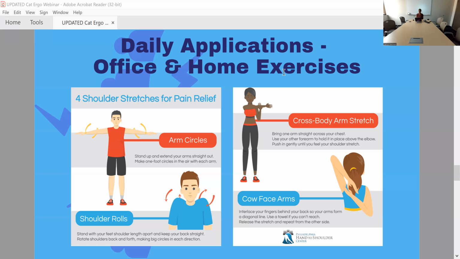Okay, so now that we've loosened that up, we can go ahead and start with the cross-body arm stretch. This particular stretch is really good for stretching out those tight rotator cuff muscles, the rear shoulder muscles. So for 10 seconds each, if you cross your right arm over your chest and hold it in place with your left arm, make sure to get that good stretch for 10 seconds here.